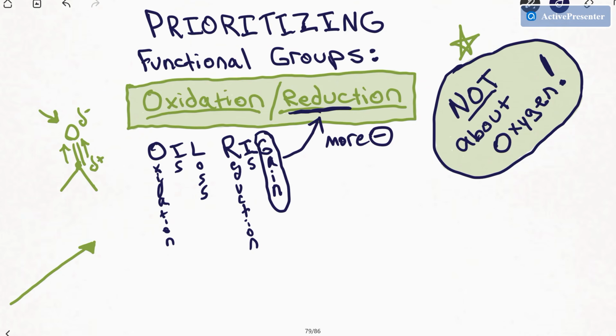So remember OIL RIG. Priorities in these functional groups are all about the oxidation process. The oxidation: when the carbon loses an electron, it's going to be more electropositive down here at the carbon and electronegative up here at the oxygen.